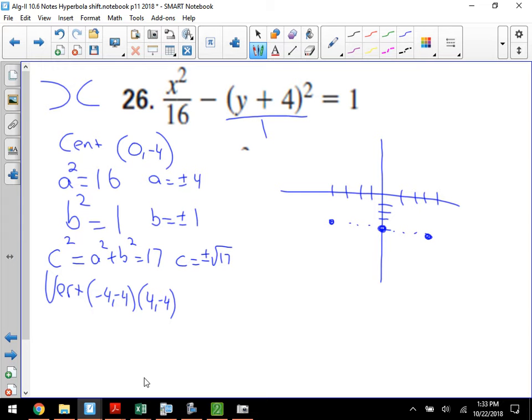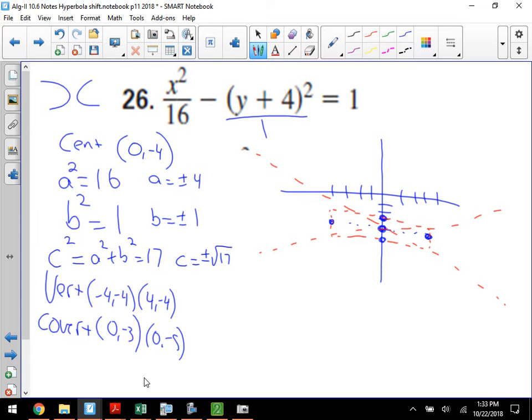Okay. Co-vertices. Co-vertices means I have to go up and down. My co-vertices, if I go up and down from there, it just means I'm at negative 3 and negative 5. 0, negative 3, 0, negative 5. Now I draw my little rectangular box around it. Okay? Not to scale, just squint, it'll be just fine.